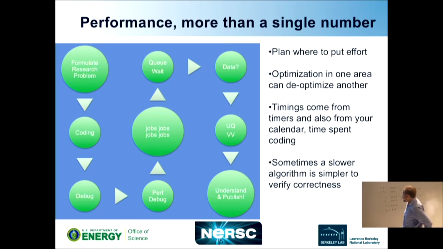Plan where to put your effort. A mistake that I made as a grad student was I tried to optimize the whole code. I thought I'd make the whole thing run fast, and nobody told me about Amdahl's law in the College of Chemistry where I was, so I made that mistake on my own. But you need not make everything run fast in order to achieve a fast overall workflow.